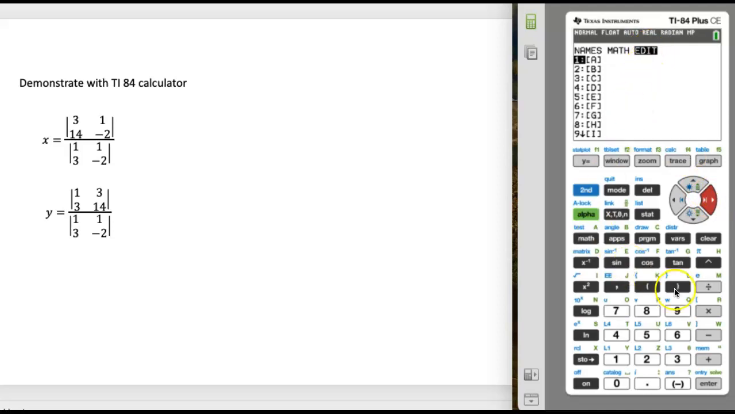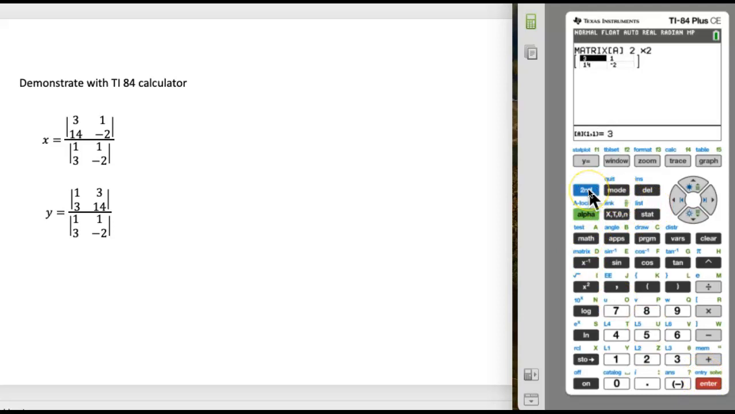So I want to edit matrix A. So I'm going to key enter. And this matrix is 2 by 2. That means it's 2 rows and 2 columns. So 2 by 2. Hit enter. And this is the numerator on that x. So this is going to be 3, 1, 14, -2. Okay, so that's matrix A. I have that in my calculator.